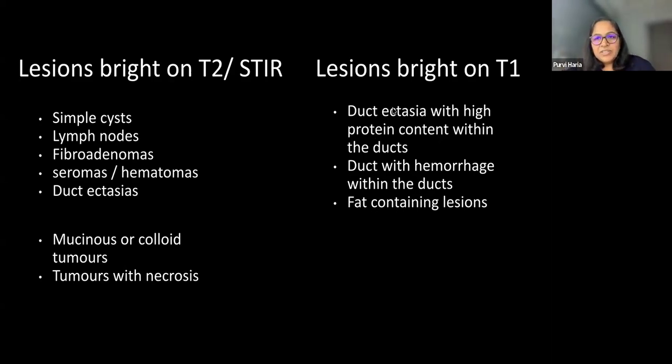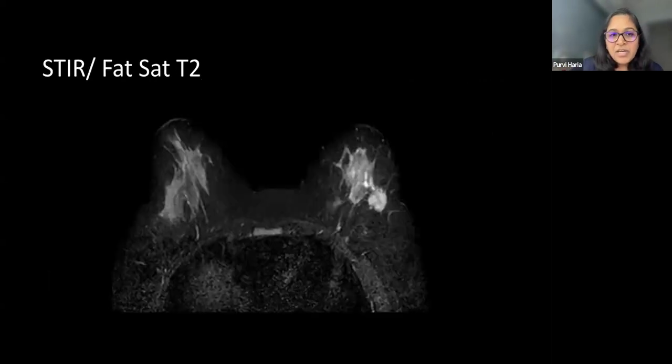And fat containing lesions are definitely bright on both T1 and T2, but the fat will get suppressed on fat saturated images. So lesions which are bright on T1 and T2 and show suppression of the signal on STIR images are fat containing lesions. So especially in fat necrosis or hematomas, we are looking for this change in the fat signal on STIR versus routine T1 and T2 images.